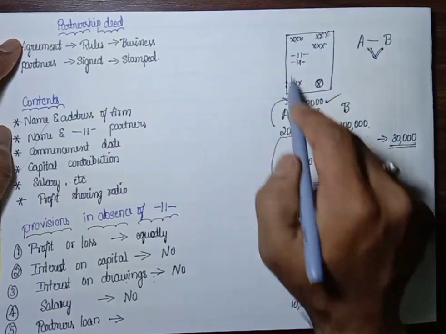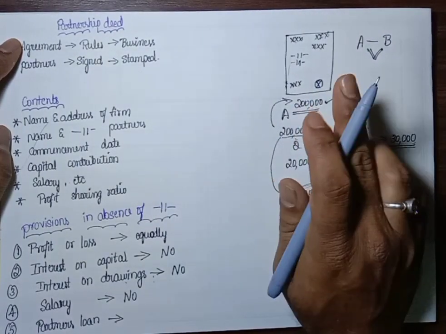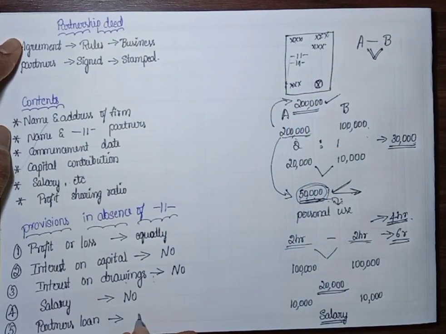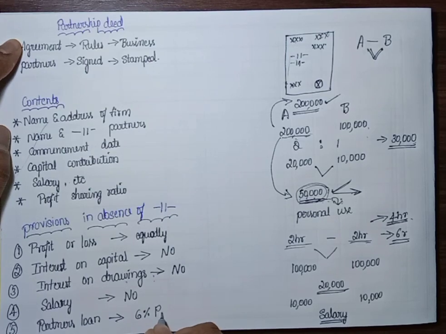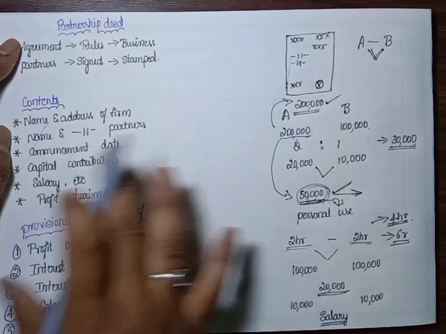If you have a partnership deed, in that we may fix the rate of interest on this partners loan. But if we don't have any partnership deed, then it is fixed that 6% per annum will be provided on partners loan. These are the 5 provisions we need to follow. This is all about partnership deed.